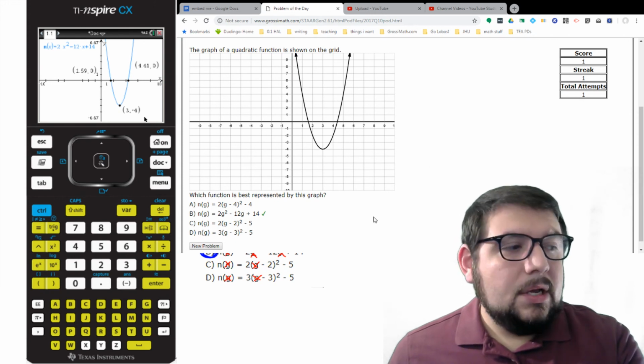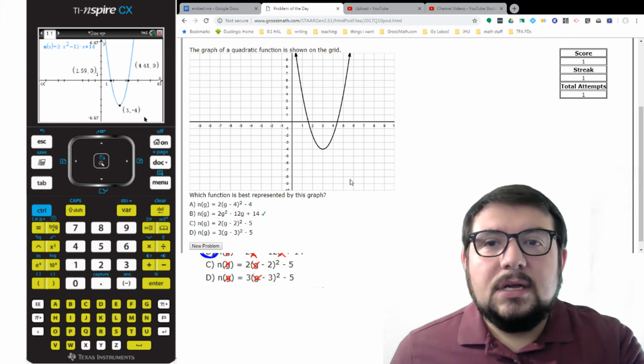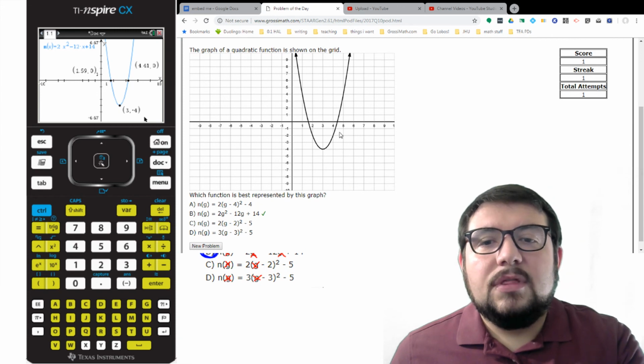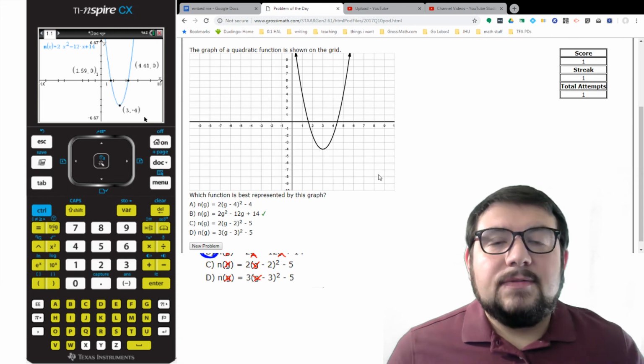All right, so there you go. That's exactly how you can check a graph like this on your TI-Nspire calculator and make sure that everything looks correct.